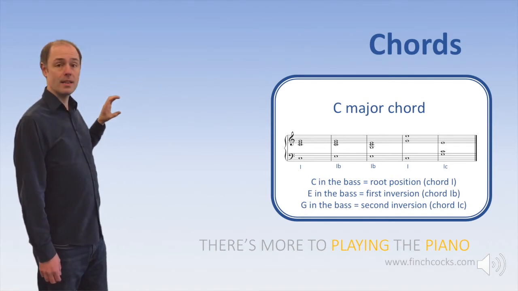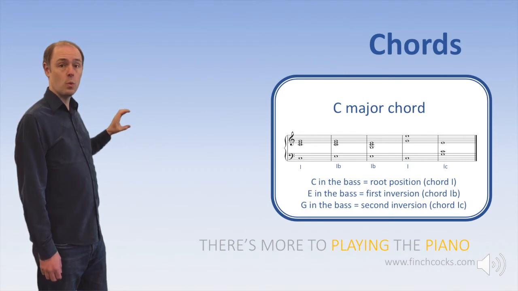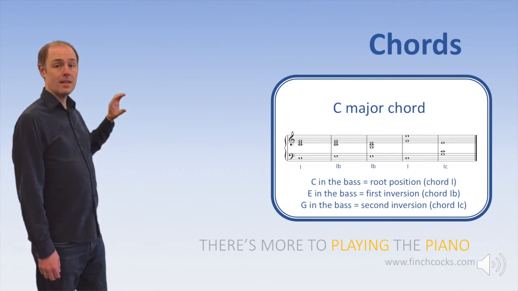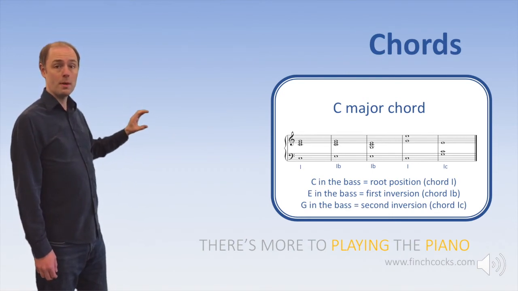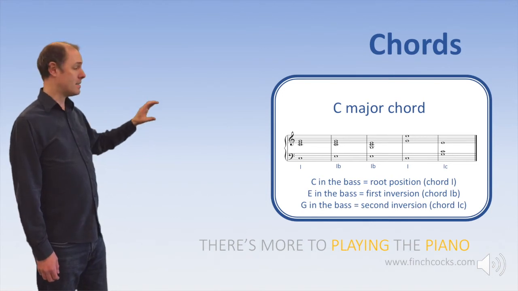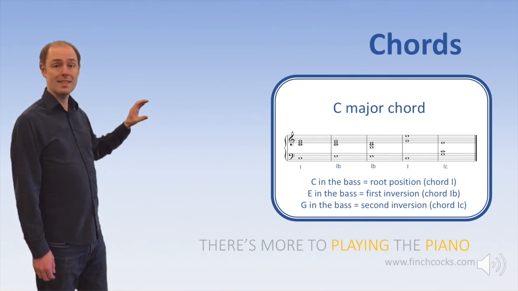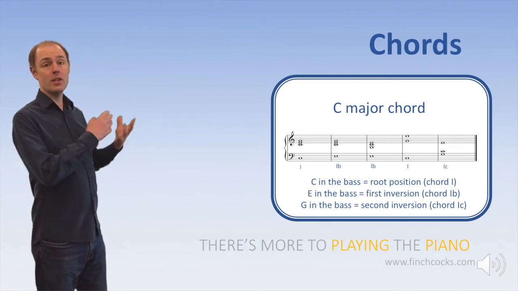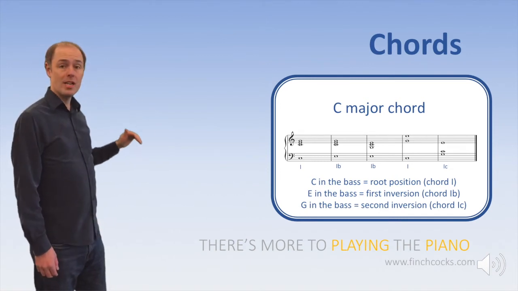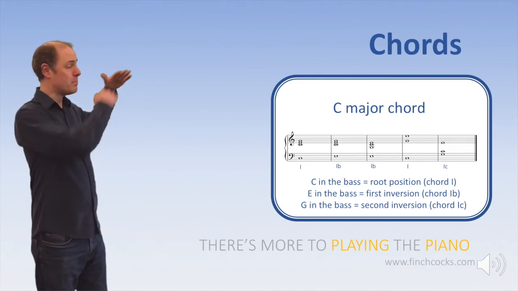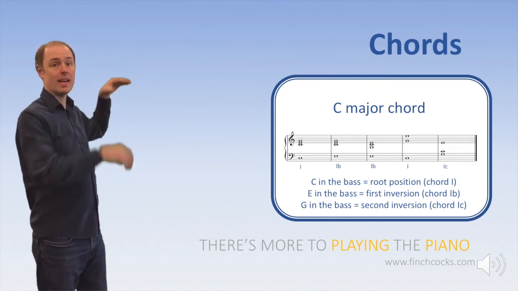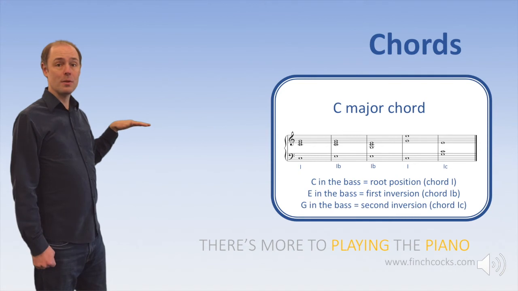Sometimes we might say that the root position chord is called 1. The next possible chord is called 1B. And the next possible chord is called 1C. When you're looking for inversions of chords, always look at the very lowest note. It's nothing to do with the texture in the right hand, it's always the lowest note that matters.